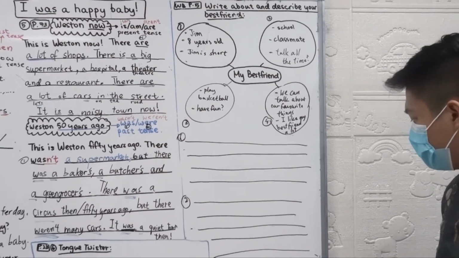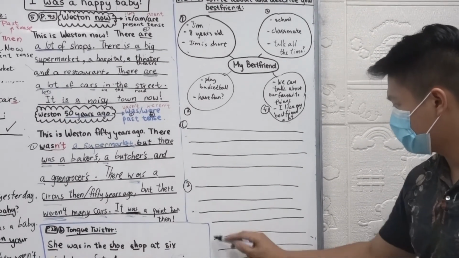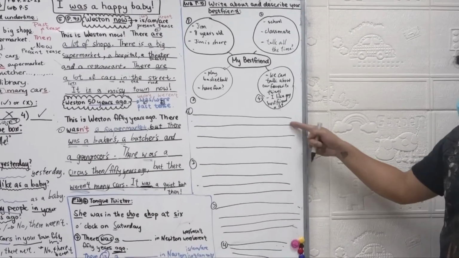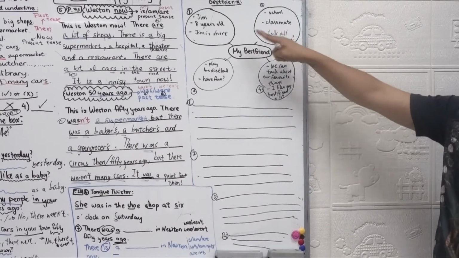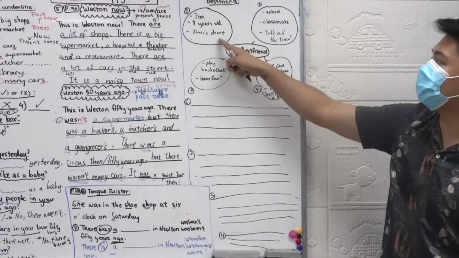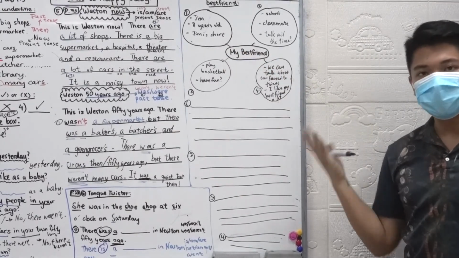And then we have 4, the ending, right? So we have 3 here and we have 4 here. Okay? So each paragraph, we'll talk about each picture or each circle, okay? So let's try to do one together. My best friend, right? So the title is My Best Friend.